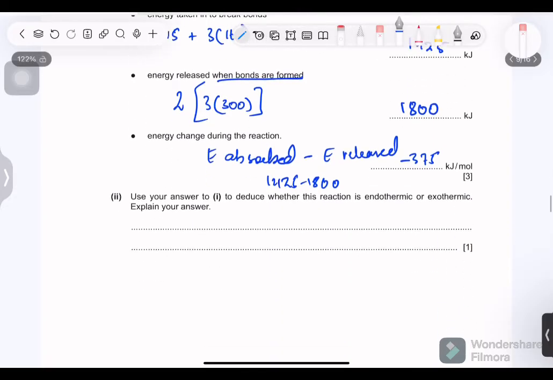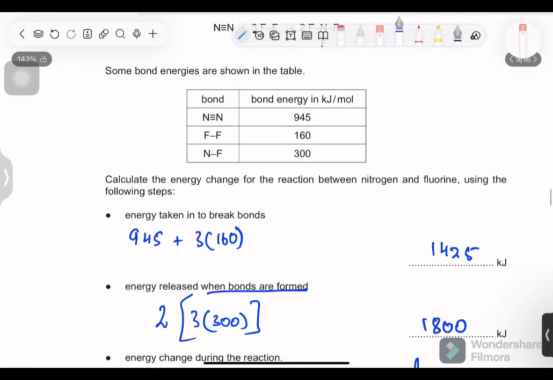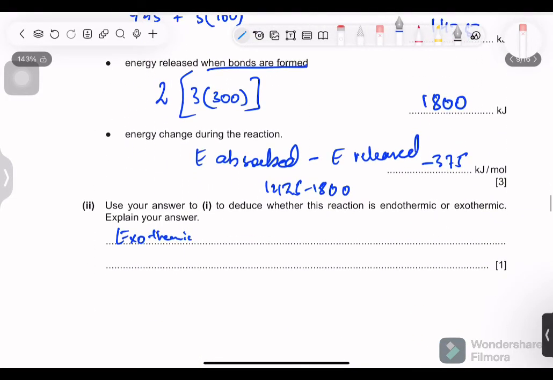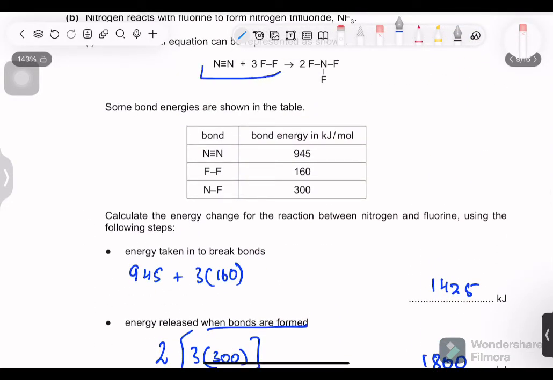So the reaction is exothermic. Next question is the same. The reaction is exothermic because more energy is released in the bond formation than energy absorbed in the bond breaking. So bond breaking is on the reactant side and bond formation is on the product side. So more energy was here, 1800, and less energy was here.